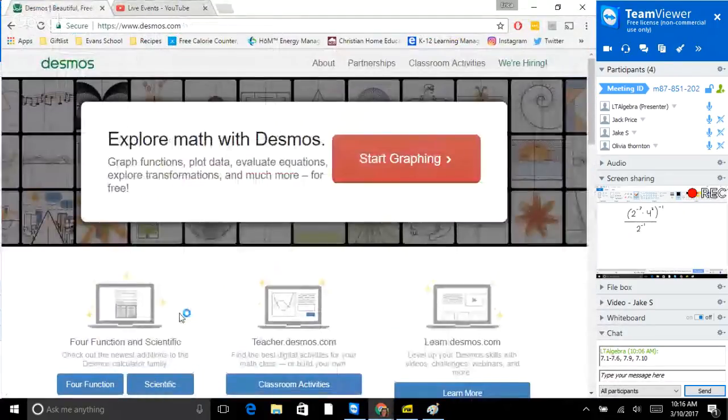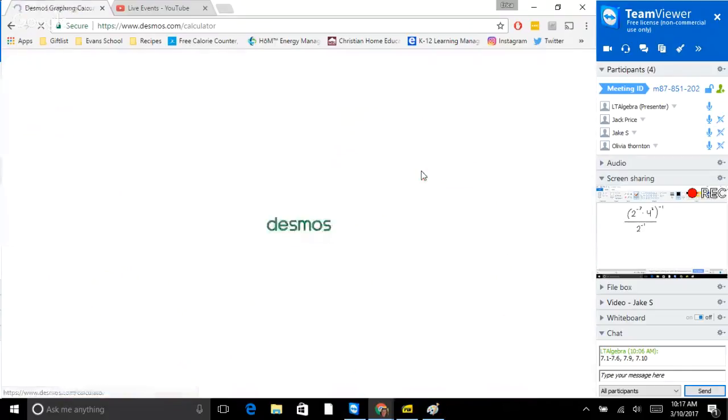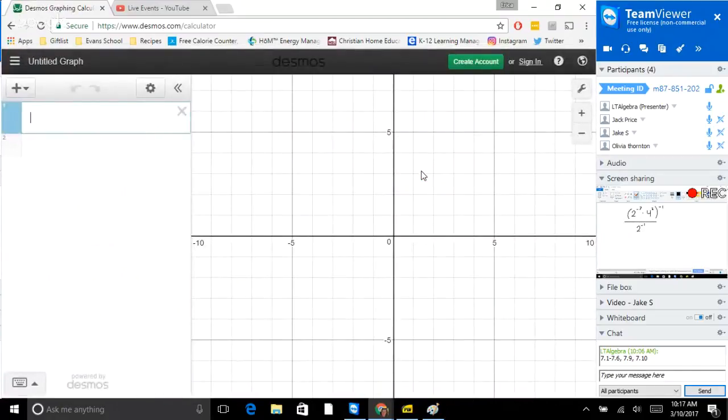So there is a website and app called Desmos. Here is the website, desmos.com. Like I said, there is an app for iPhones, and there is also an app for Android. So you can use this on multiple platforms. This is a graphing calculator, but it can also be used as a scientific calculator. I'm going to hit start graphing because in chapter 8, we're going to start graphing. So this is a perfect introduction to this.